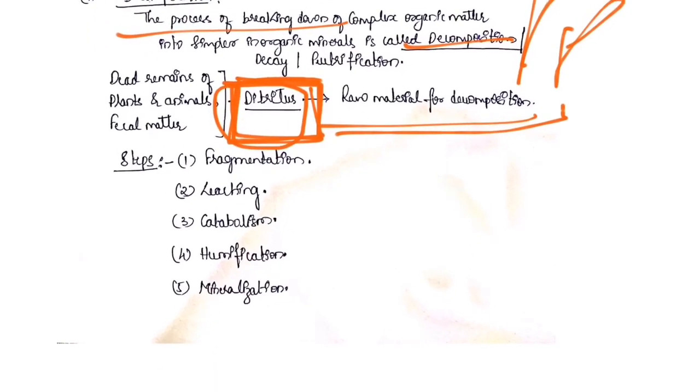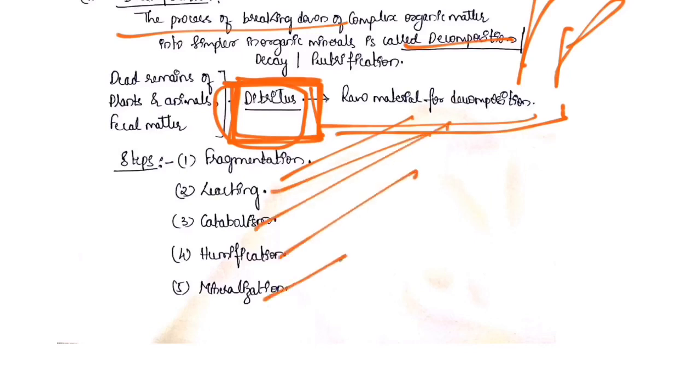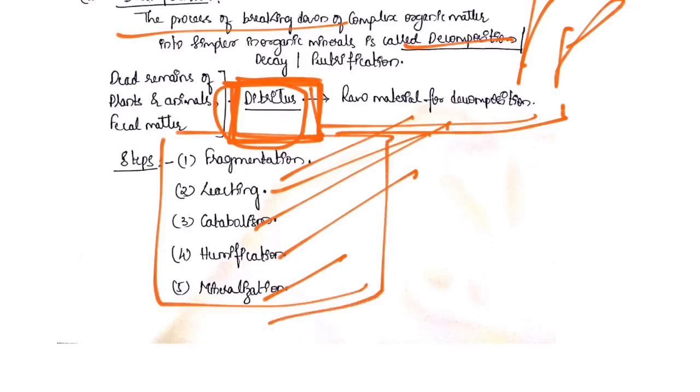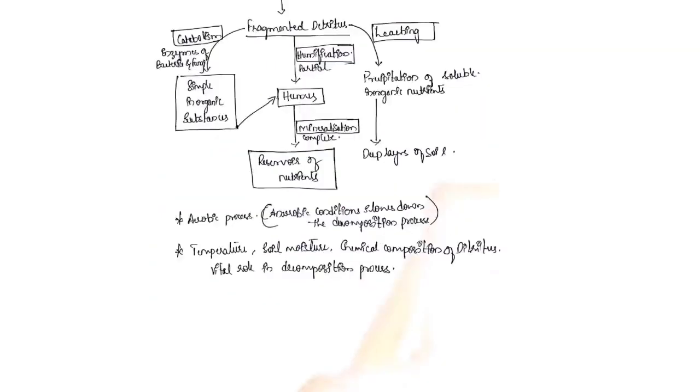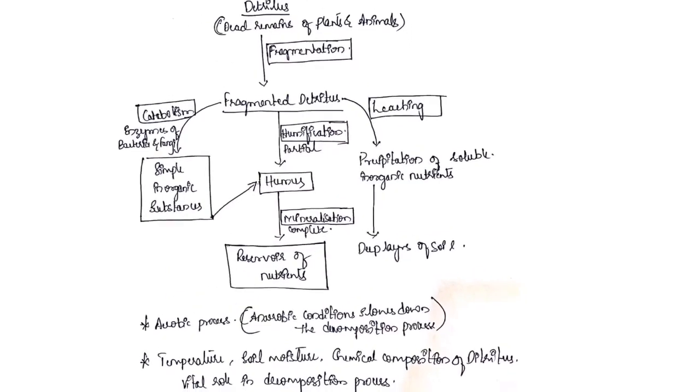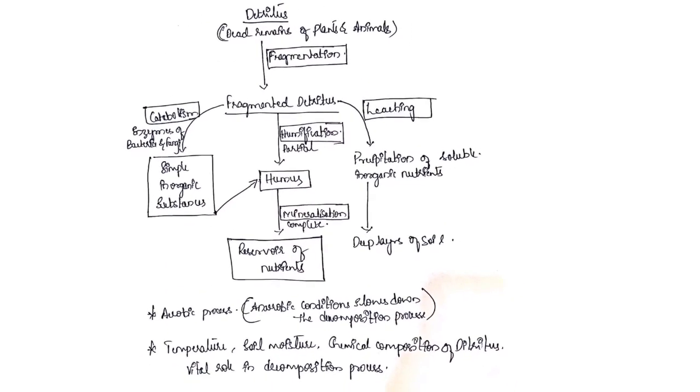Decomposition takes place in 5 steps: fragmentation, leaching, catabolism, humification, and mineralization. These are the 5 steps. Now let's study what these 5 steps are. To make it simple, I have designed a small diagrammatic representation which helps us understand the terms very easily.